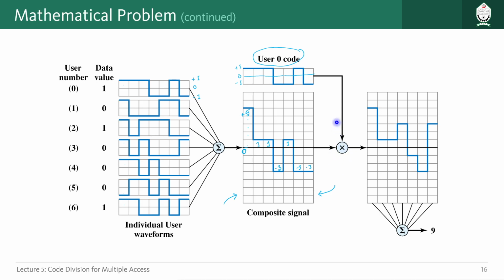So that is done here. First of all, we have to multiply these two signals. You know, correlation means multiply then sum. So the multiplication process is this one.